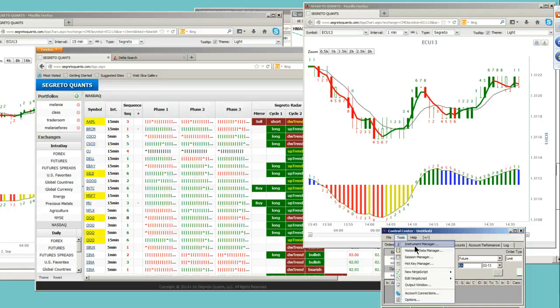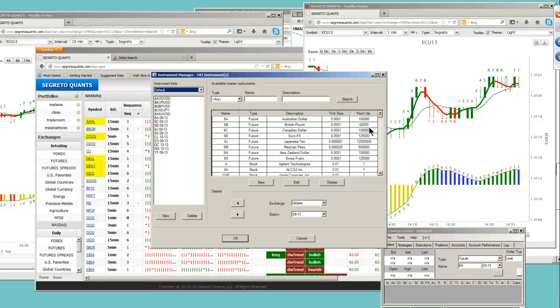Go to Tools, Instrument Manager, and you can pick a market.